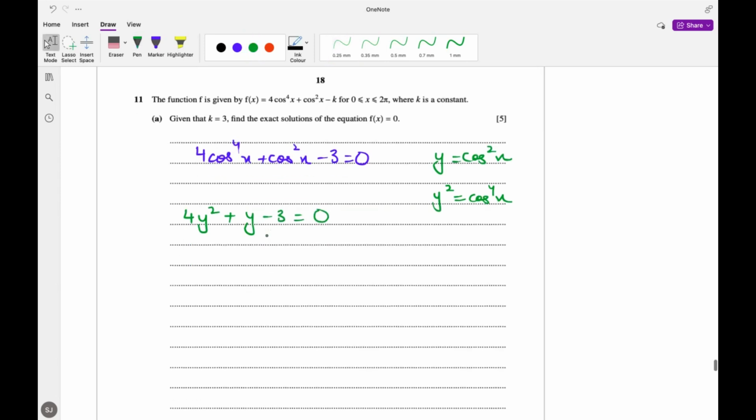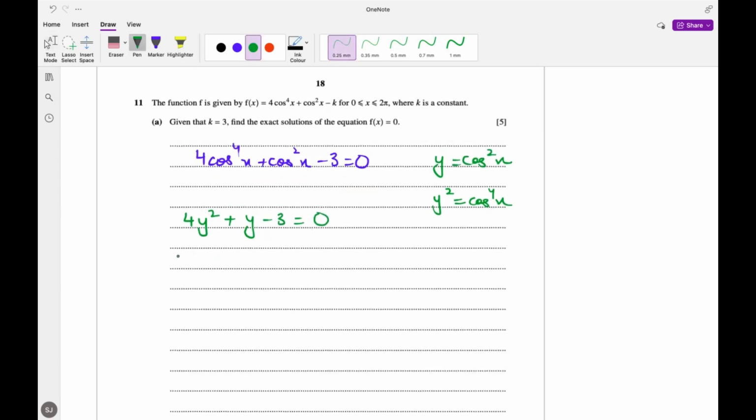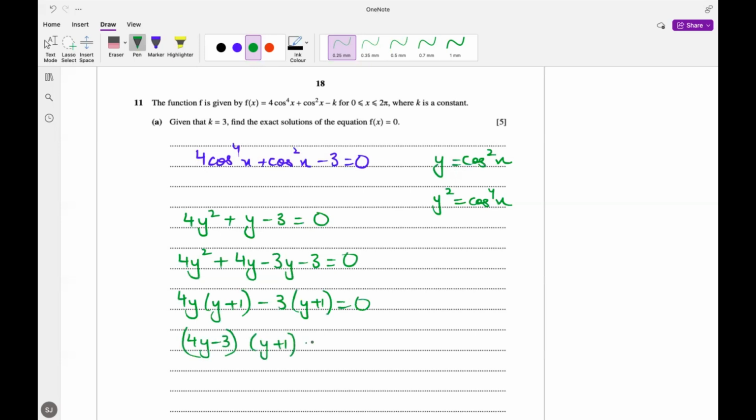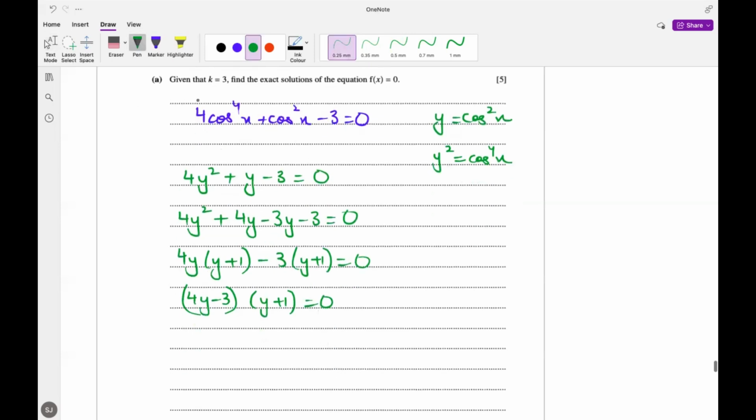Solving this quadratic equation through our calculators or by middle-term breaking. So using middle-term breaking, if we cannot solve it with our calculators, this will become 4y squared plus 4y minus 3y minus 3 equals 0. Taking 4y common, this will become y plus 1. Taking 3 common, this will become y plus 1 equals 0. So we'll get 4y minus 3 into y plus 1 equals 0. So the values of y will be y equals 3 upon 4 and y equals minus 1.